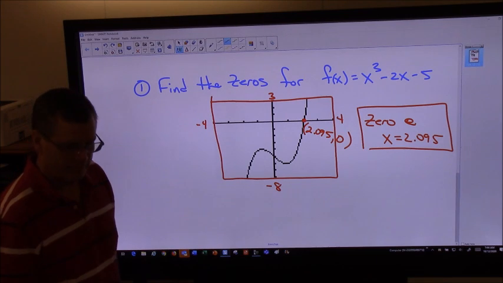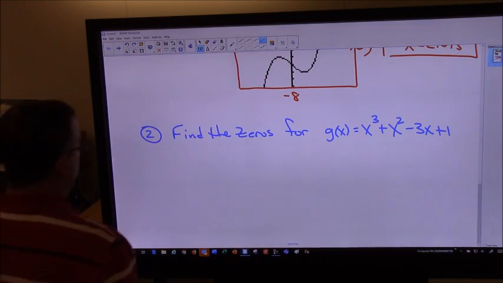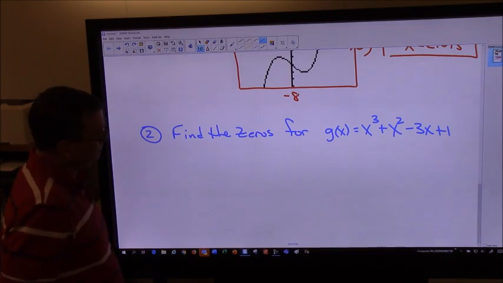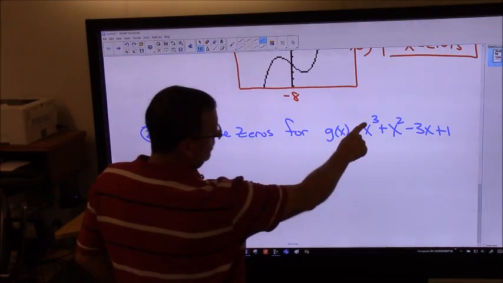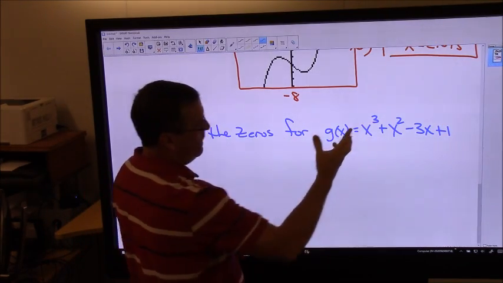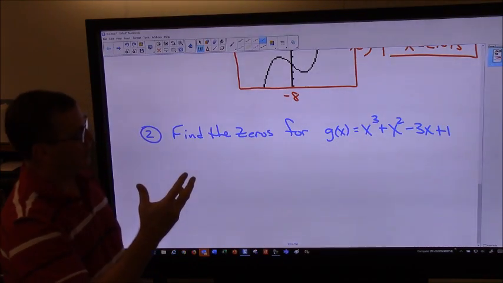All right, let's try another one. So here's another equation. Again, our highest exponent is 3. That means I could have as many as.